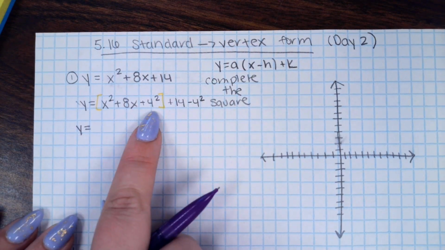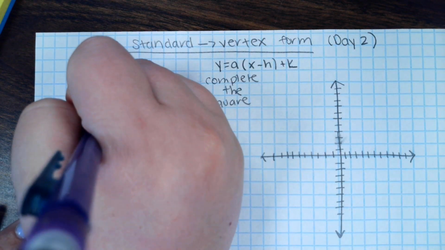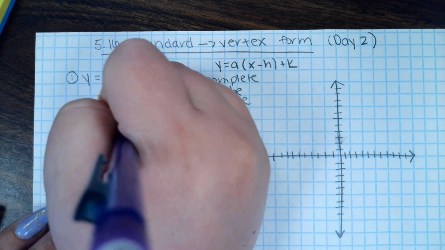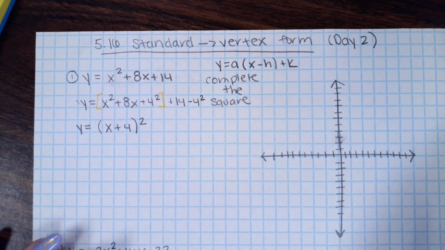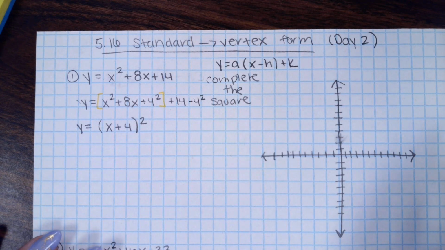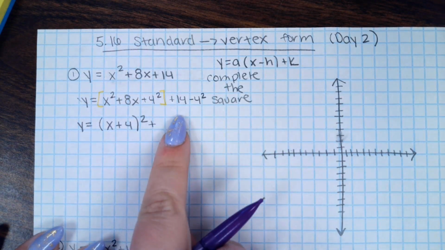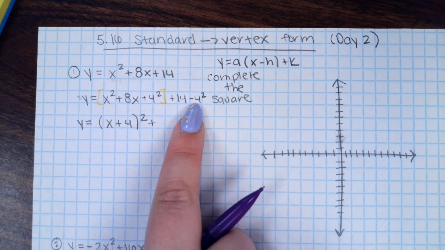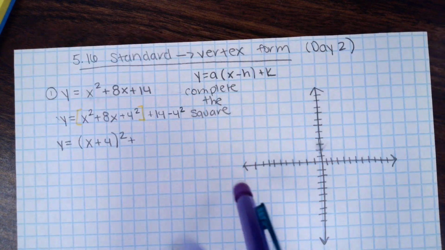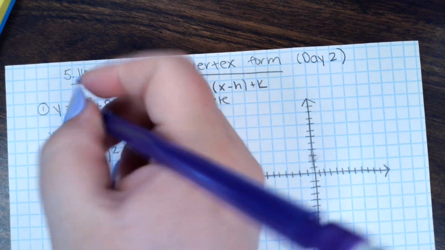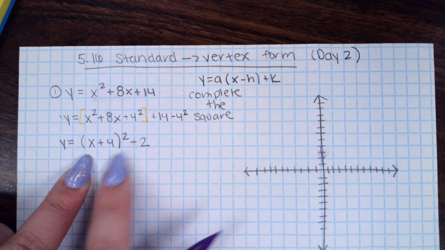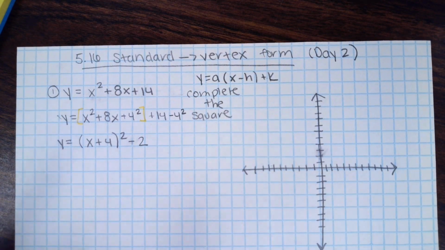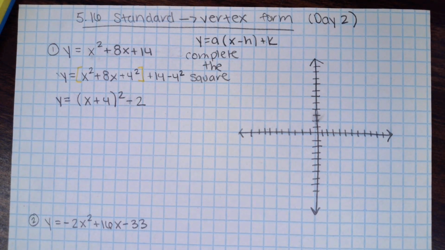In the yellow brackets here, we have a perfect square trinomial. That means it's going to factor to x plus 4 squared. That's the point of completing the square. We've made a perfect square trinomial. Plus, we've got to do this in our calculator. 14 minus 4 squared. Well, I know that's 16, so that's actually going to give us negative 2. And now, this looks like this. This is our vertex form. So now we can use that and graph it using symmetry like we did yesterday.